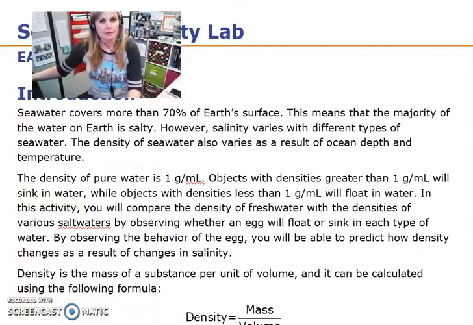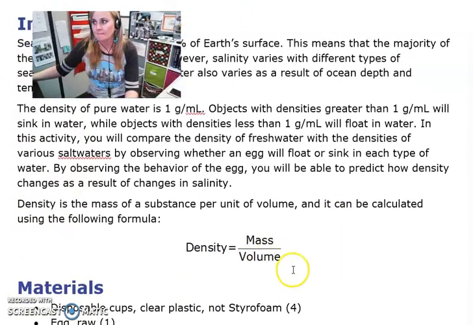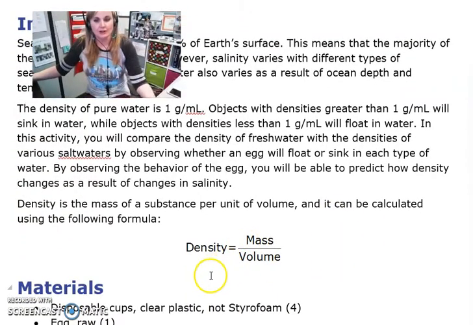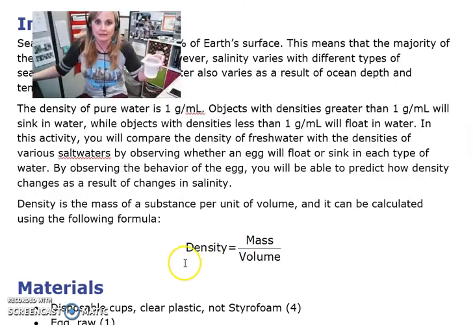I want you to think about a couple of things in this, okay? Think about how density is the amount of mass in a unit of volume. That if I start out with 8 ounces of water and I add more salt to it, that I am increasing the mass of that water and I am slightly increasing the volume.